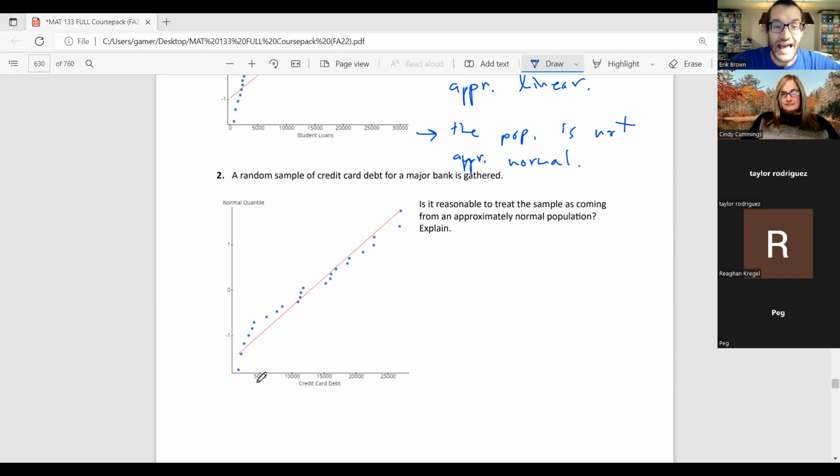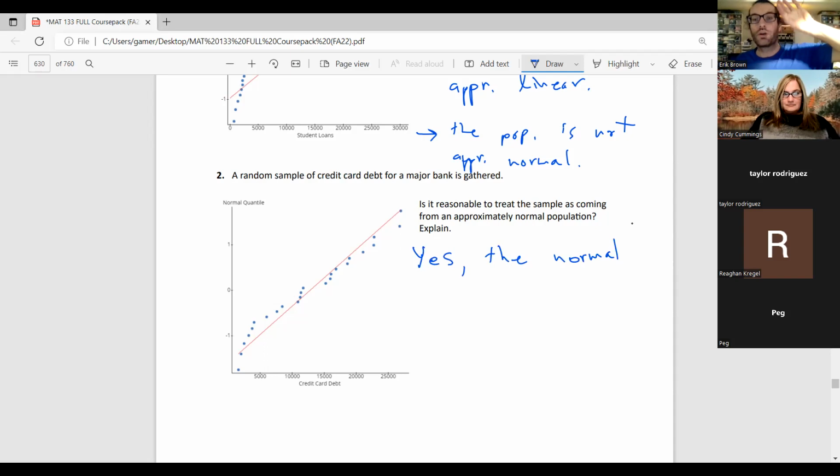Yeah, that looks approximately linear. So the question here, is it reasonable to treat the sample as coming from an approximately normal population? Yes, the normal probability plot looks approximately linear. So when I grade this, I am more interested not in whether you can correctly identify that it's approximately linear or not approximately linear. It's that you know that's what you're looking for. Does that make sense?